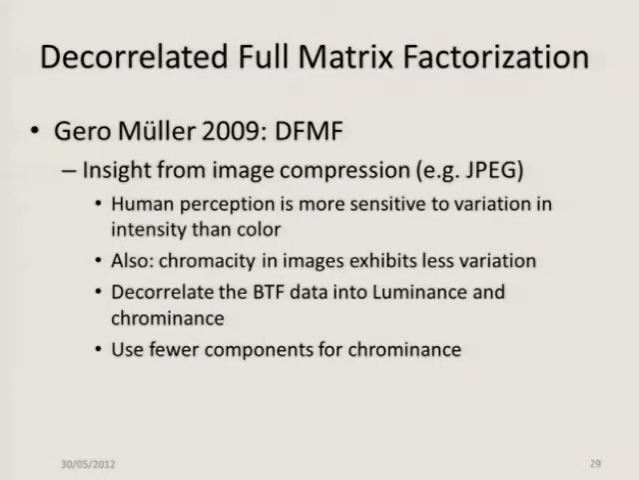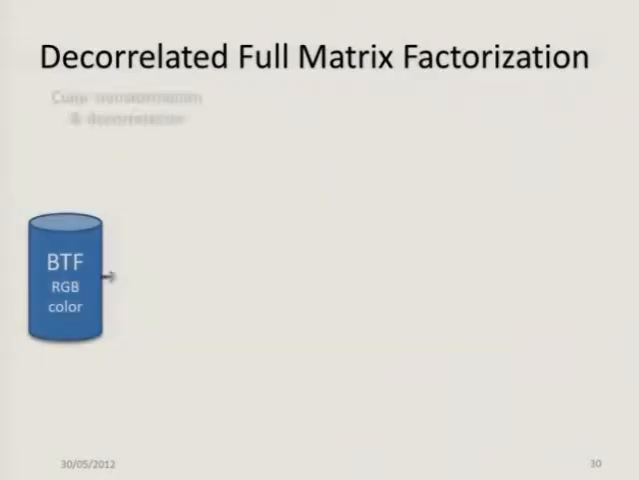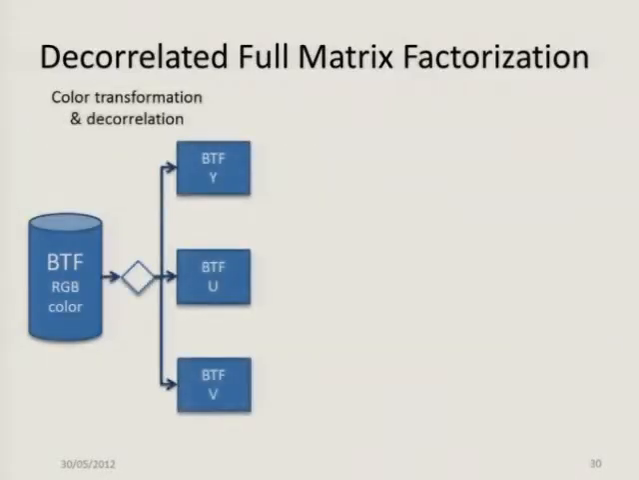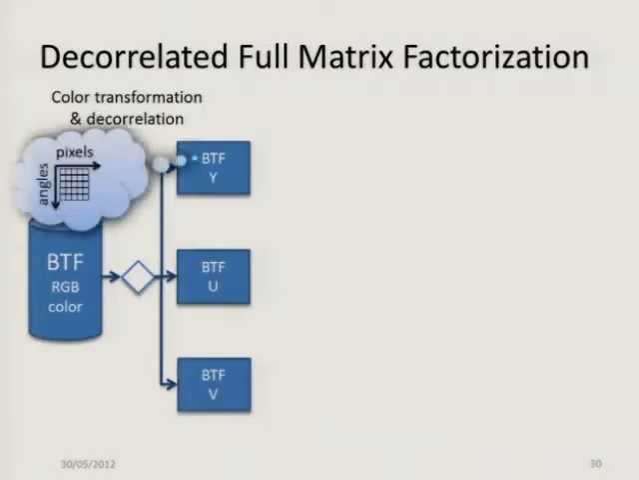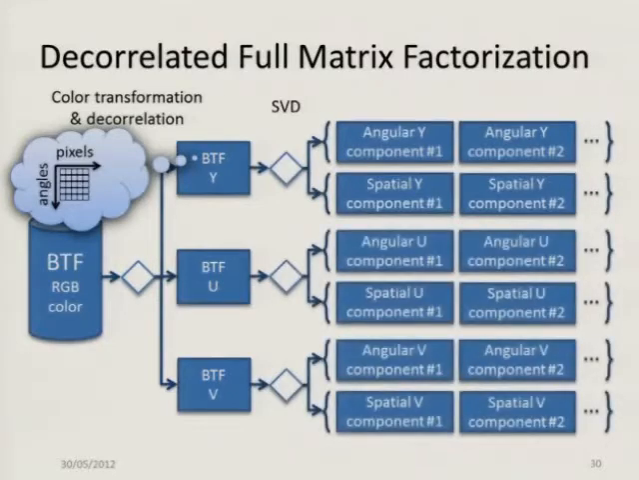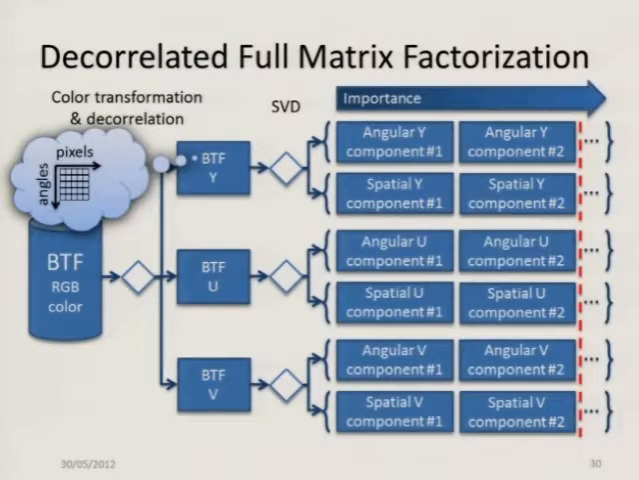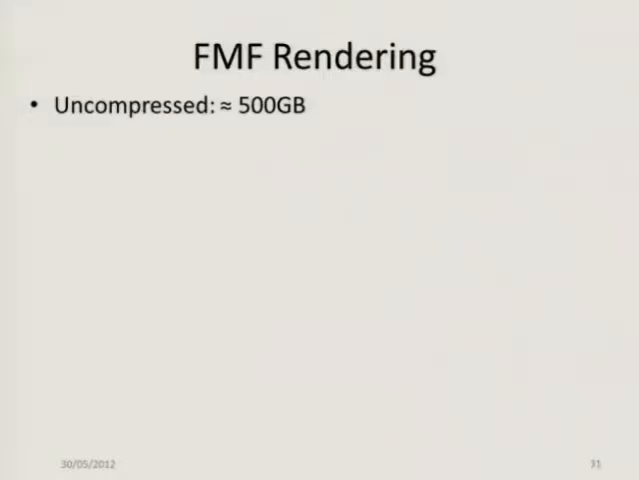Okay. And what we are using, that's what Jerome Müller did, is this decorrelated full matrix factorization. We separate the intensity, and then the U, perform the SVD on all components, and then we use fewer components in the UV space.